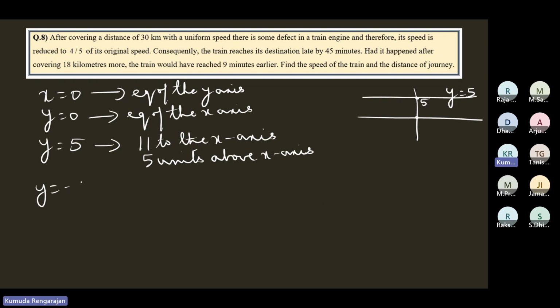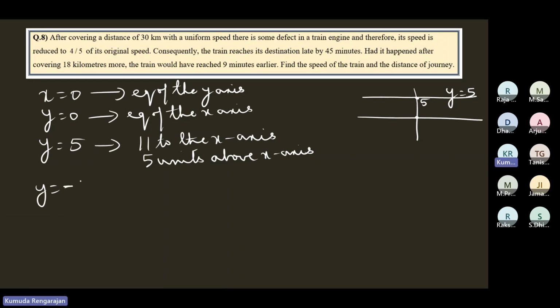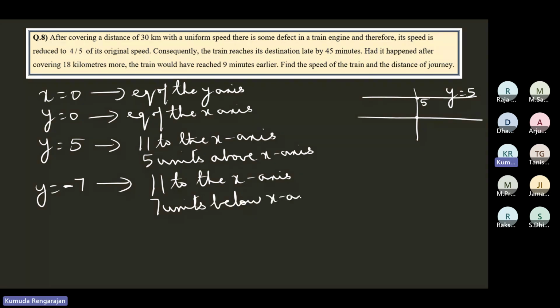Now, when you have y is equal to minus 5 or any negative value, I'm just giving an example. So when you have y is equal to minus 7, because it's y is equal to, it's parallel to the x-axis. And minus 7, meaning below. The two positions with respect to the x-axis are above and below. And because it's negative, it's below. So 7 units below the x-axis.